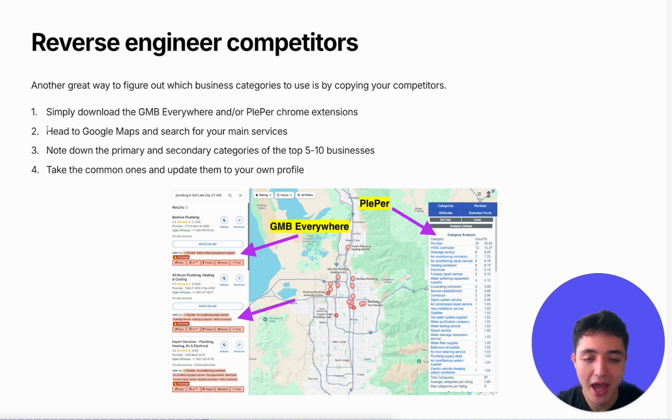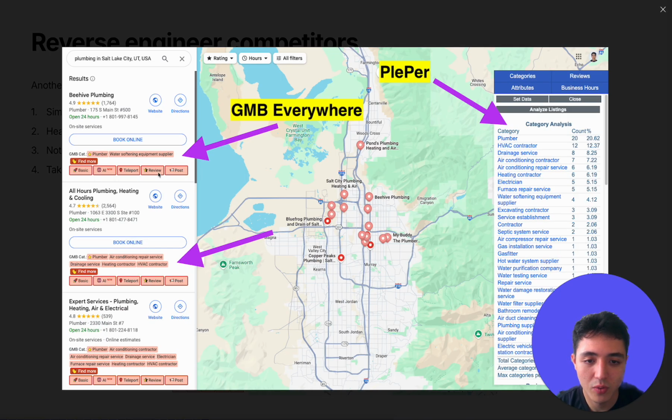And after you install them, you can head to Google Maps and search for your main service. What's going to show up is the Google business categories for all of the businesses that are ranking over here. This is GMB Everywhere. For Pleper, it'll show you how many businesses are using each of the Google business categories. So you can see 20 businesses are using the category plumber, 12 are using HVAC contractor, 8 are using drainage services.